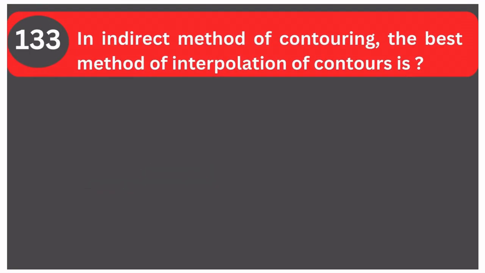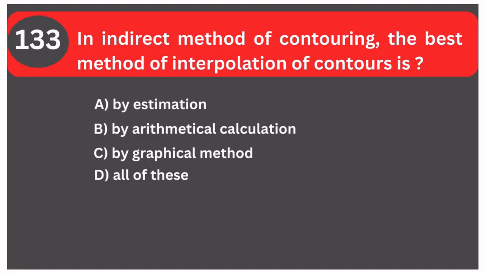In the indirect method of contouring, the best method of interpolation of contours is: A. By estimation. B. By arithmetical calculation. C. By graphical method. D. All of these. Answer B. By arithmetical calculation.